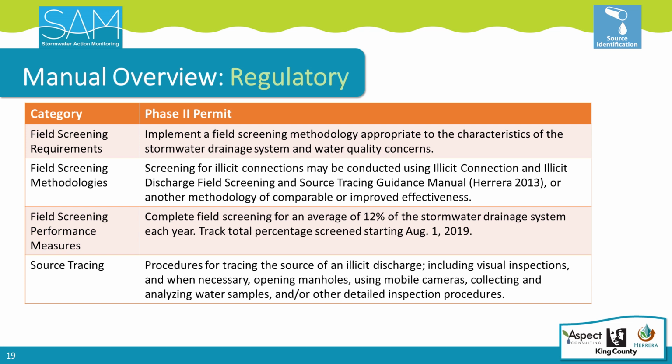We've got our field screening performance measures, which we'll be talking about in just a minute, but that includes field screening for an average of 12% of your stormwater drainage system each year, and tracking the total percent screened starting on August 1st, 2019. And then source tracing, so once you find something, following up on what that is, which can include visual inspections, opening manholes, using mobile cameras, collecting and analyzing water samples, and we'll be talking about a lot of that in detail today.